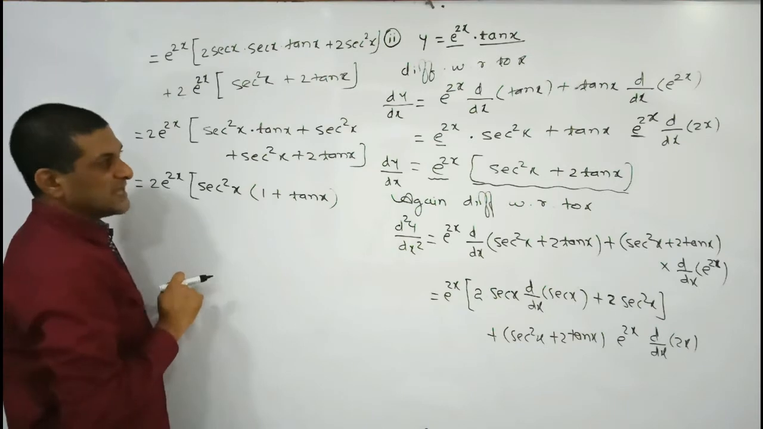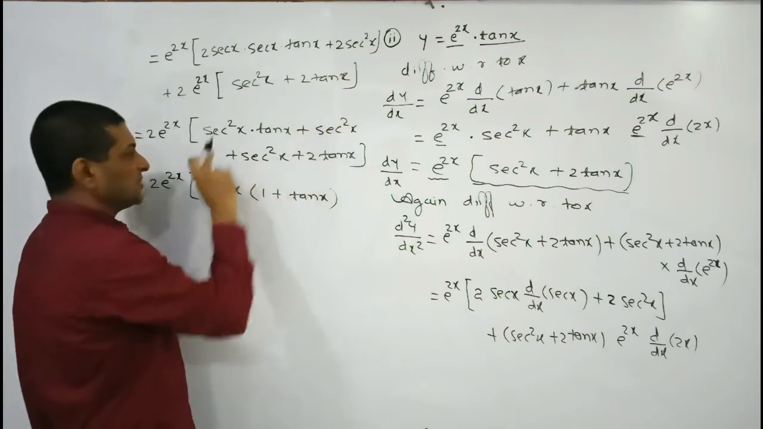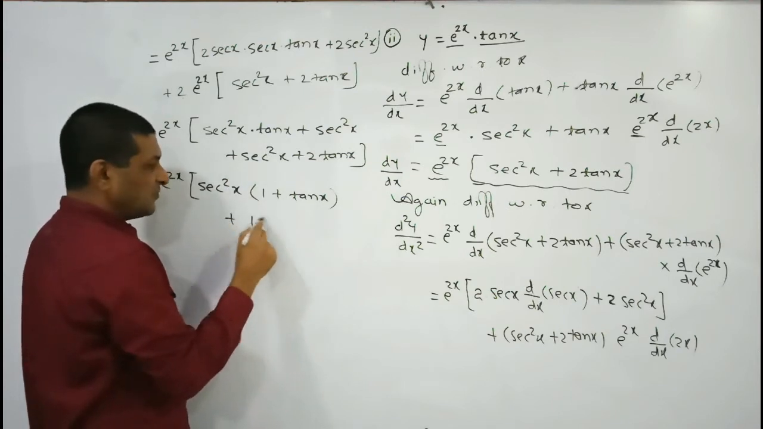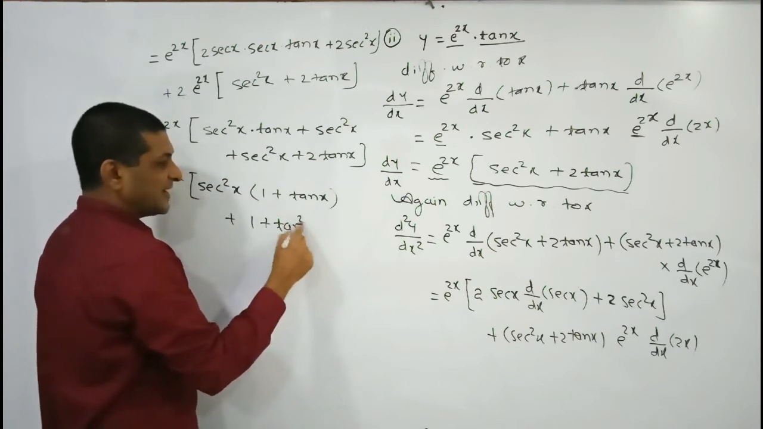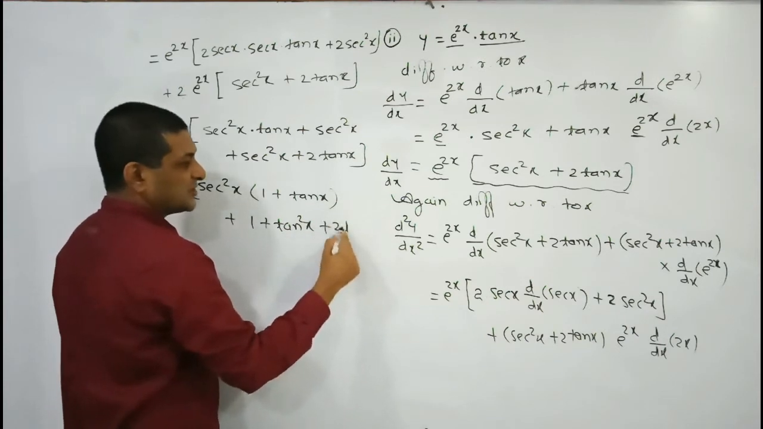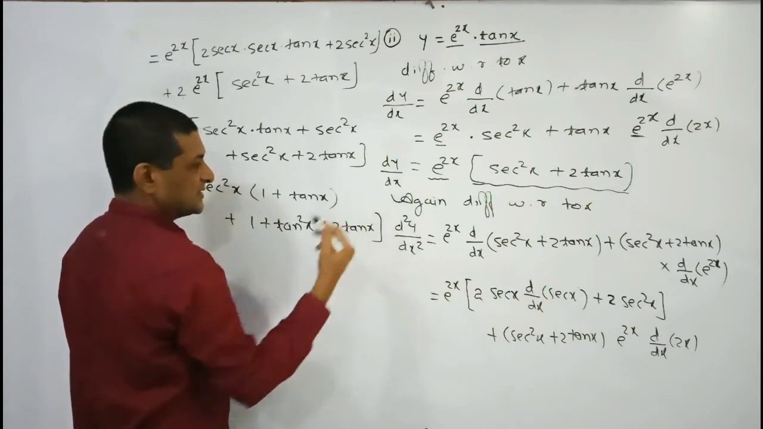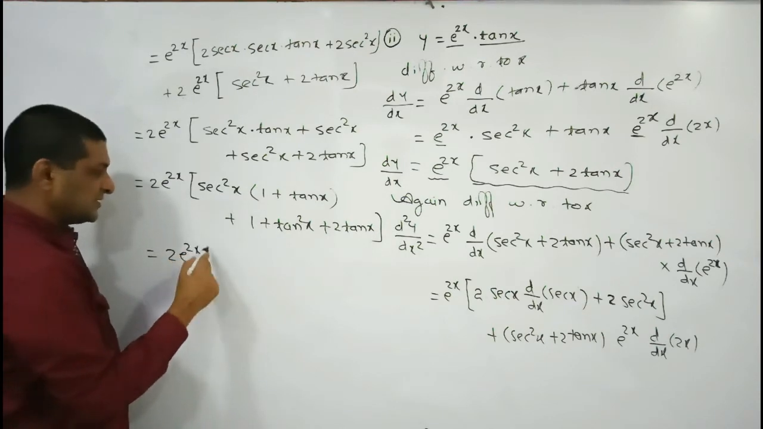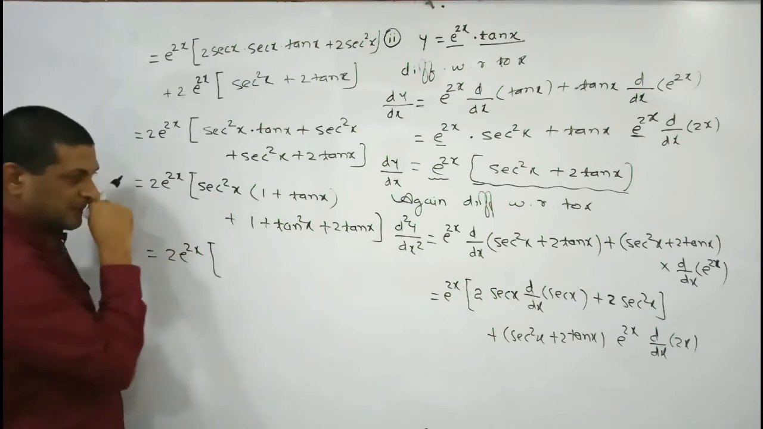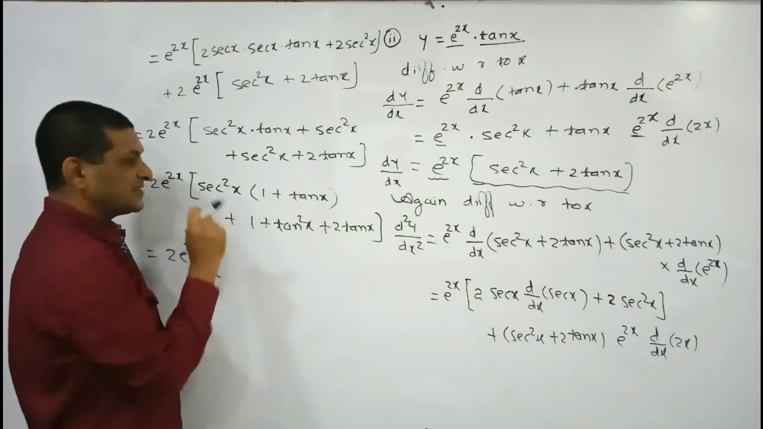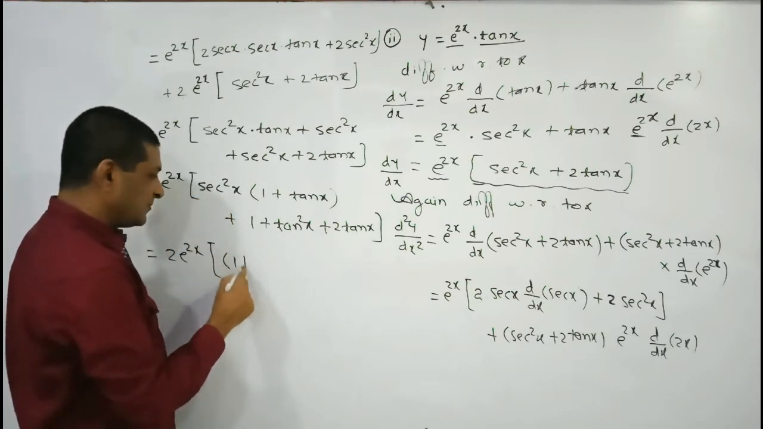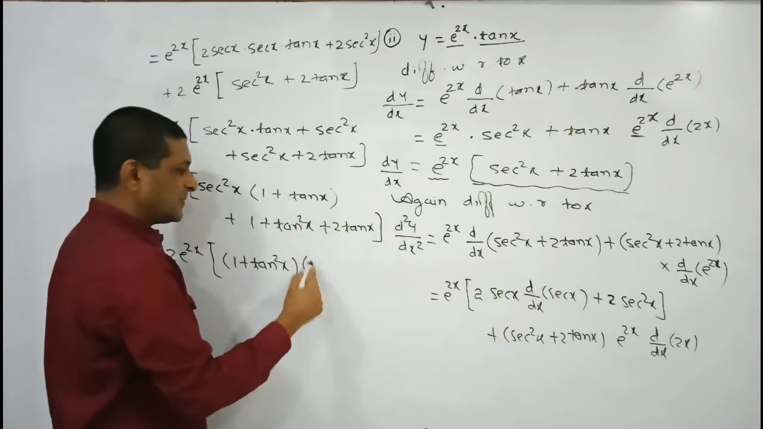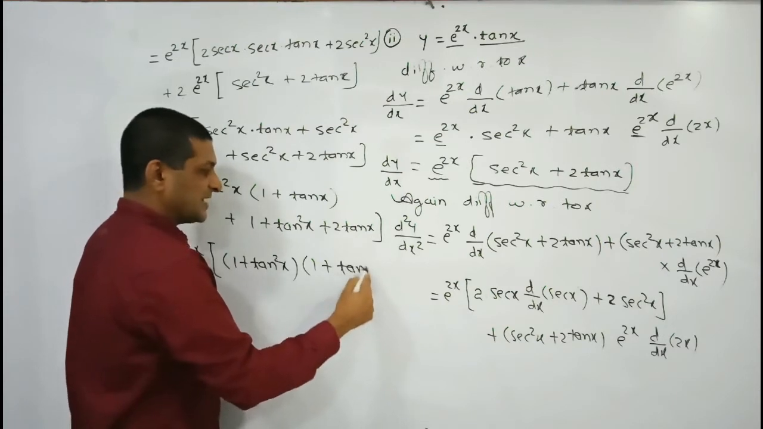Getting it? So that's why here from these two terms we have taken sec square common, and here this sec square x can be replaced by 1 plus tan square x, plus 2 tan x, keep it as it is, isn't it? So which is equal to 2 e raised to power 2x, keep it as it is. Again this sec square x can be replaced by 1 plus tan square x, and here into 1 plus tan x, keep it as it is.